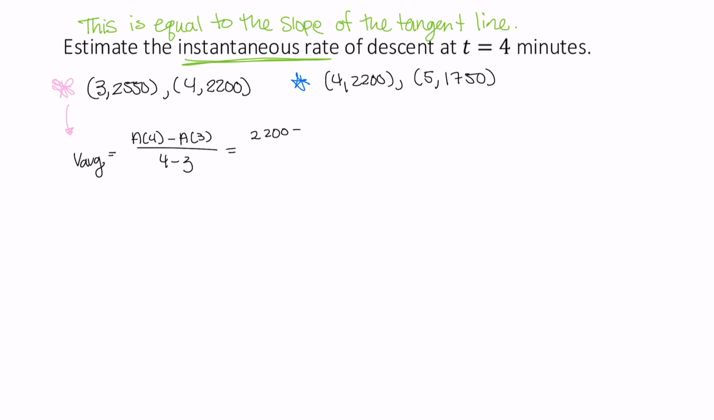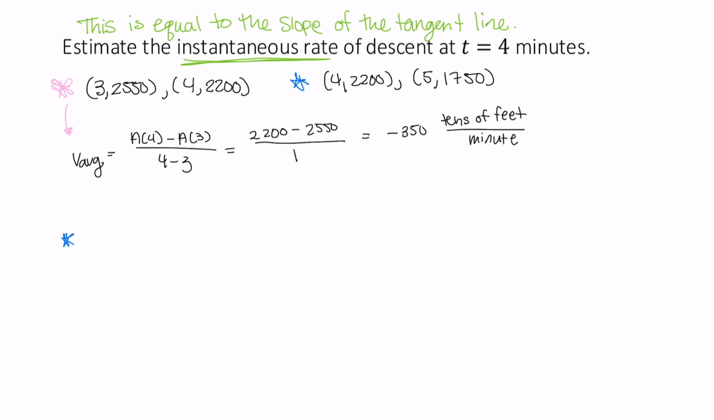And from that, we're going to subtract 2,550 since that's a of 3 here. And let's go ahead and divide that by 1 since 4 minus 3 is 1. We end up with negative 350 tens of feet per minute.